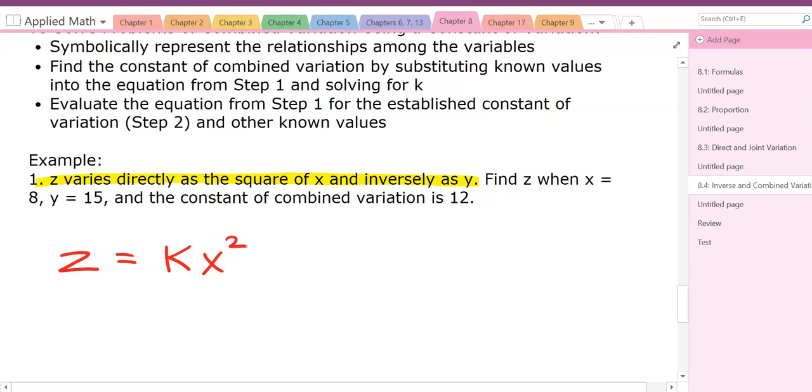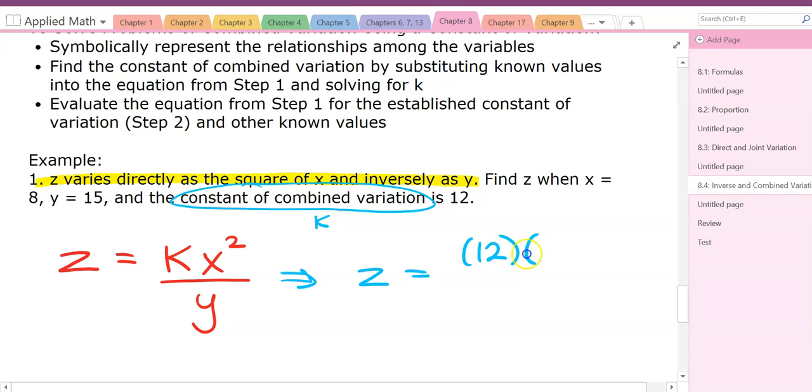Now inversely as y means that y is on the denominator, because what z and y do are opposite. So if z increases, y decreases. So I'm putting this over y. They then go on and start giving you some values here. They say find z when x is 8 and y is 15 and the constant of the combined variation, that's your k, is 12. So we're doing 12 times x squared.